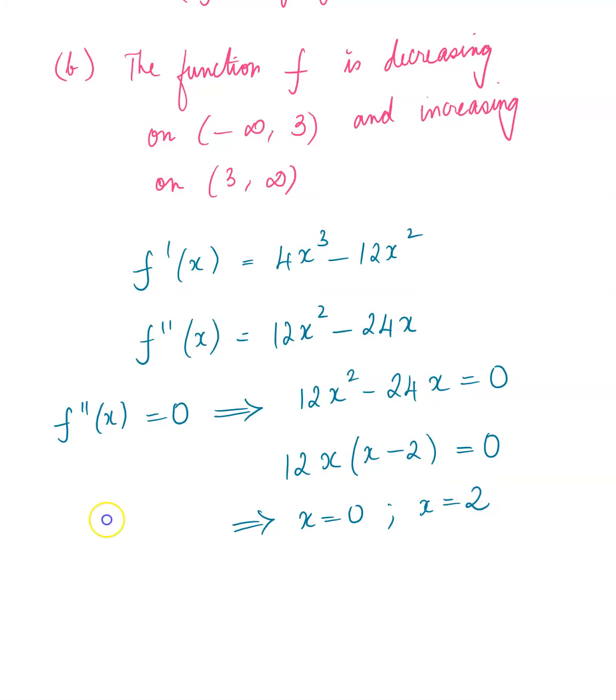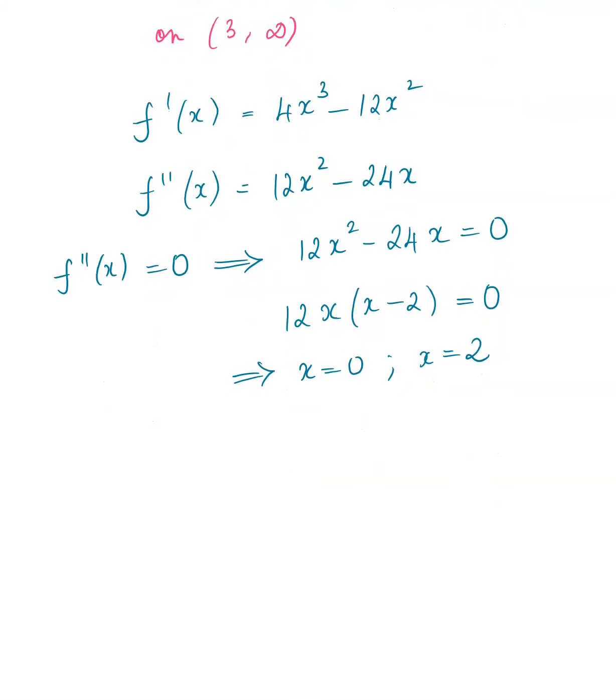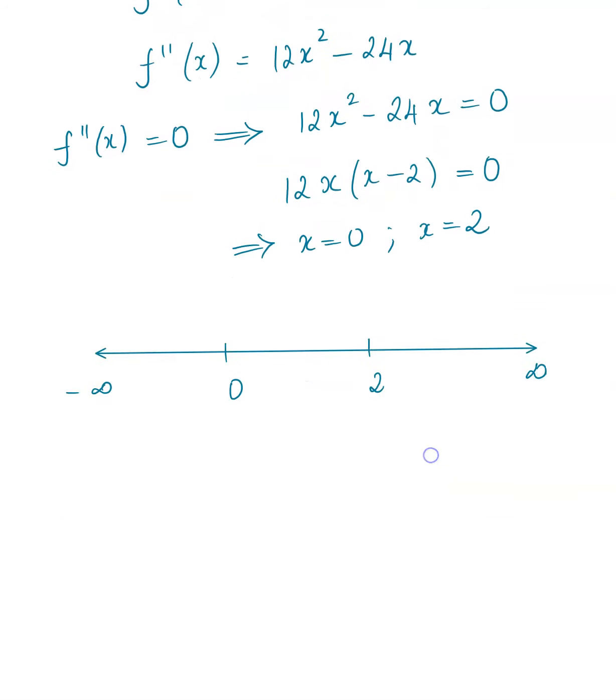x equals 2. Now for this, you'll have to draw the number line and decide how the concavity changes. Negative infinity to 0, 0 to 2, and 2 to infinity. Sign of f double prime.